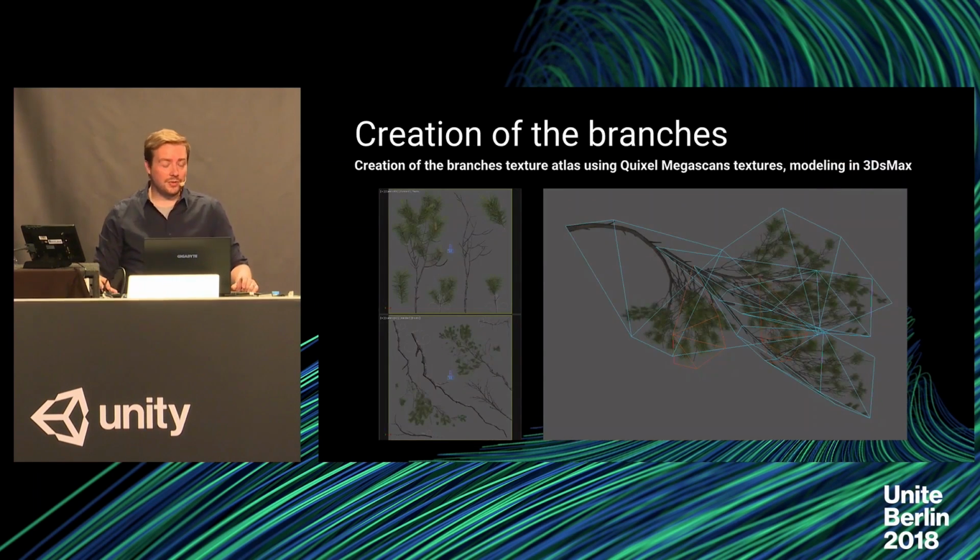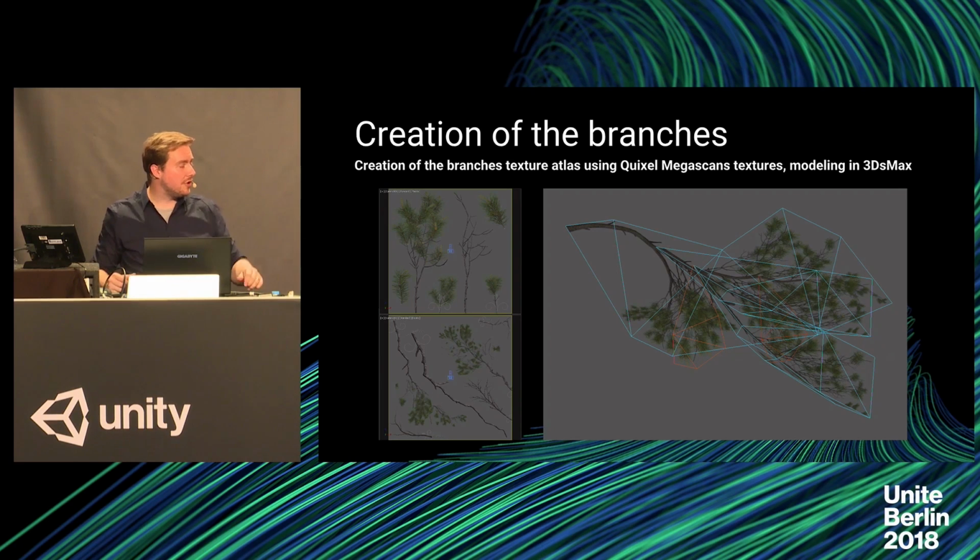Once you have that, you need to create the textures of the branches. So we used textures from Quixel Megascans. The thing is that they don't give you a whole tree branch as one texture. It's a lot of little parts and leaves. So there is another step here where, we did that in Photoshop, you need to assemble them together and then render them to create a bigger texture atlas for a whole branch. And then you can create the geometry like here.